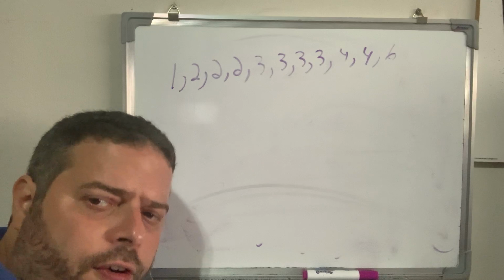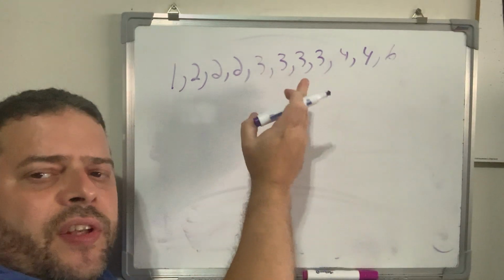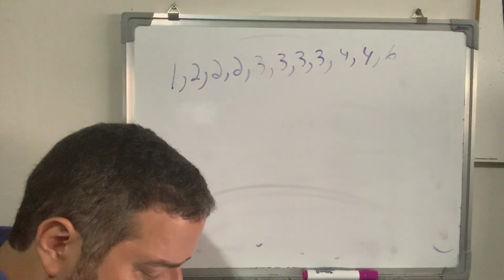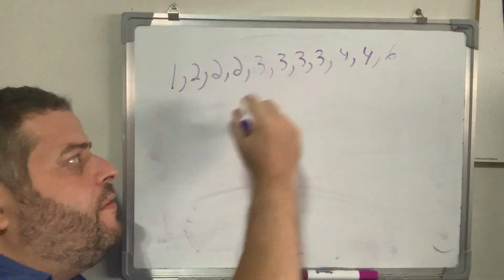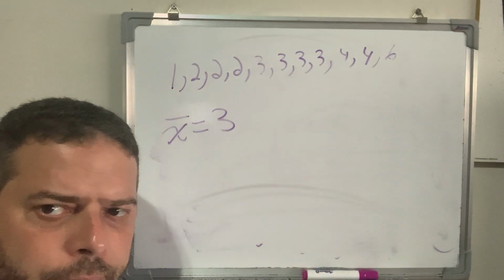Now, the first thing you always do when you have all your measurements is take the average of that population. In this case, when I add everything and divide by 11, the mean of the population is 3.